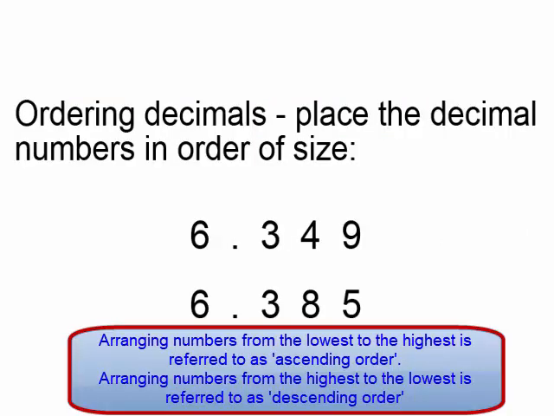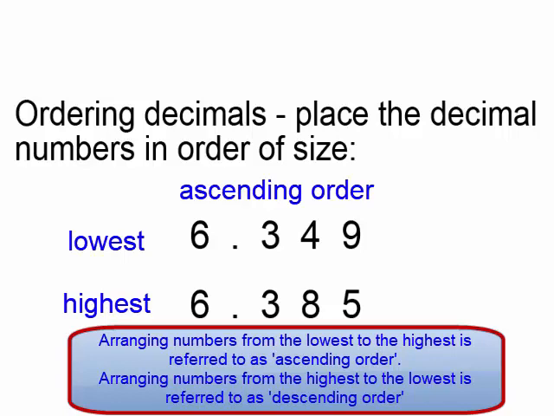Sometimes you may be asked to order decimals, and this requires you to place the decimals in a particular order of size. And this order could be from the lowest number to the highest number, or from the highest number to the lowest number. In this example, the decimals have been placed in ascending order, which means from the lowest number to the highest number.